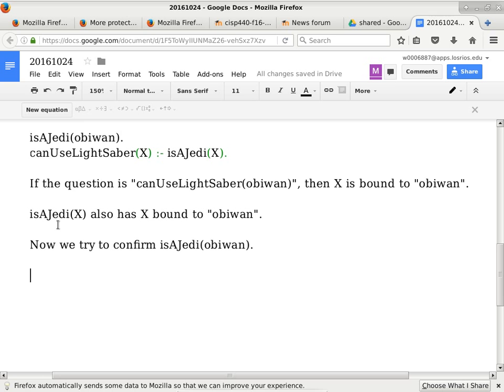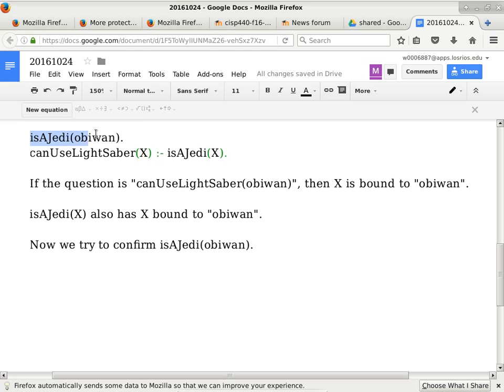But the key part here is the substitution. When we say that X is bound to Obi-Wan, that's a substitution, because we are substituting X with Obi-Wan. But that's not only happening to the head of that sentence. When you substitute a variable with a particular thing, that substitution is universal throughout the entire sentence. So when you ask the engine, can Obi-Wan use a lightsaber, by replacing X with Obi-Wan, that substitution is also going to happen to this particular X here. So the question then boils down to, is Obi-Wan a Jedi?